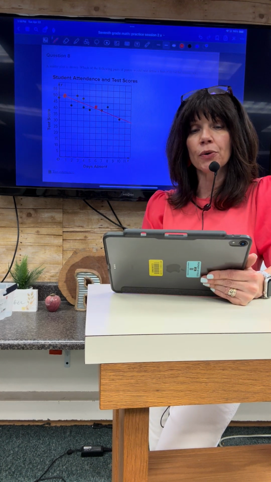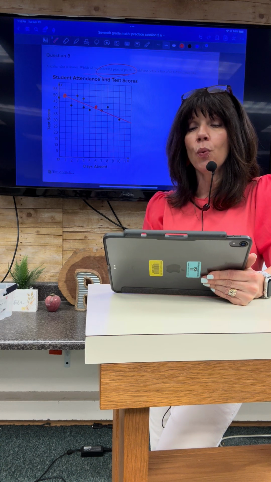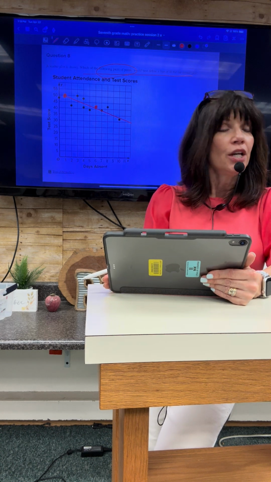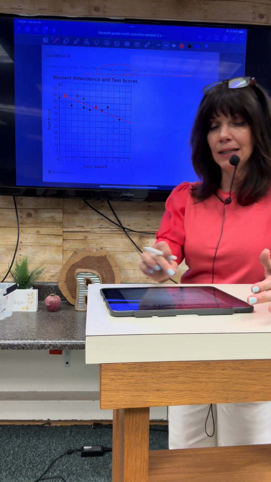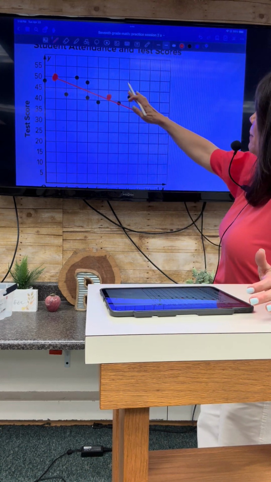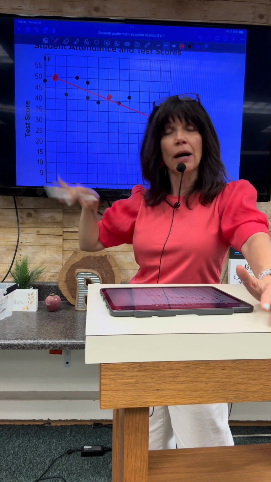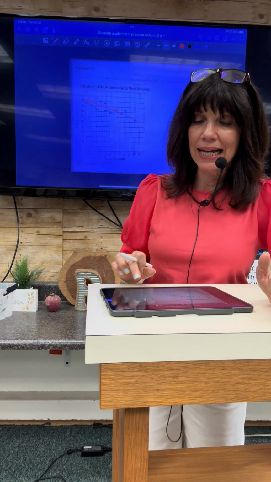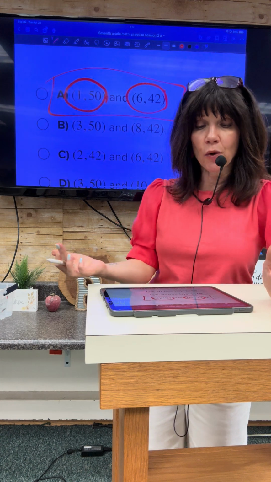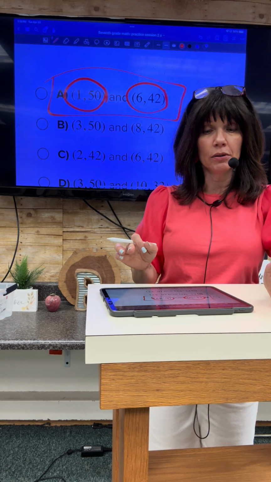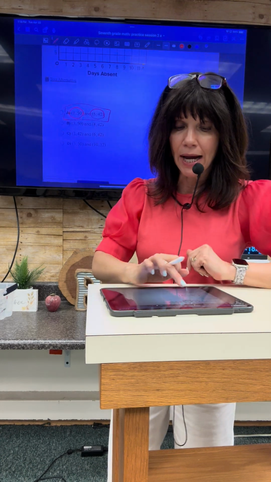Guys, I've gone ahead and drawn a line here to help you with this last item. They're showing you a scatter plot, and they want to know which of the following pairs of points would best define a line of fit for the scatter plot. So I have visually decided that a line of fit right about like this would be a line of best fit. That would work beautifully. Then one at a time, I ask myself, for example, where do 1,50 and 6,42 line up? I try those. Now let me show you how.